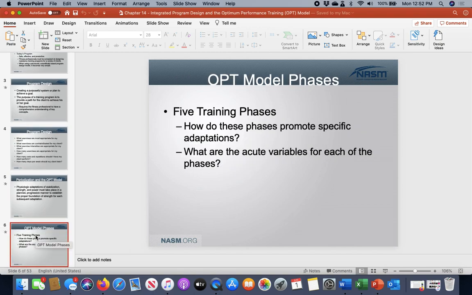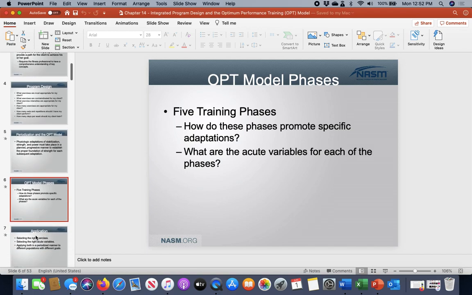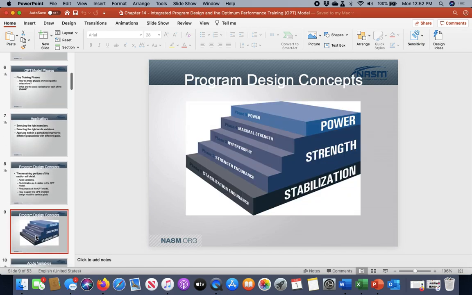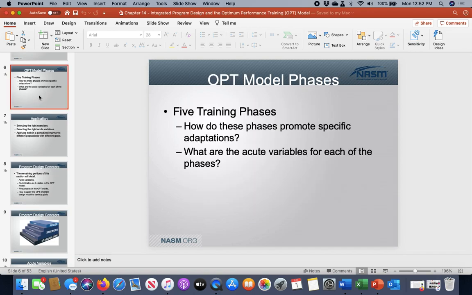Okay. So with those five phases, we said: the stabilization. All right. And if we actually, I'll just pull it up right here. There's the bottom level of stabilization. Then you go into your three different levels of strength, which are strength endurance or muscular endurance, hypertrophy, maximal strength, and then power. Okay. Those are your five levels right there.